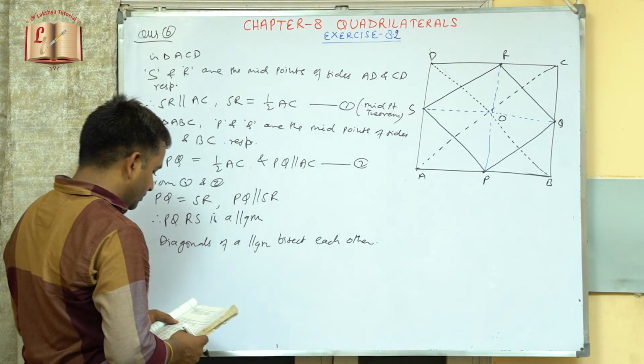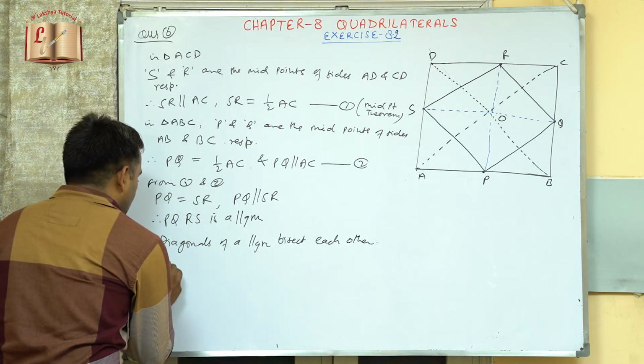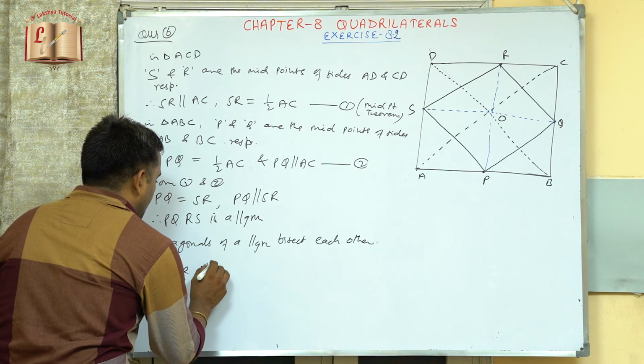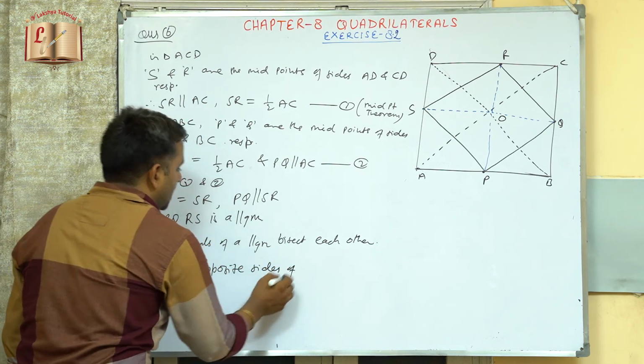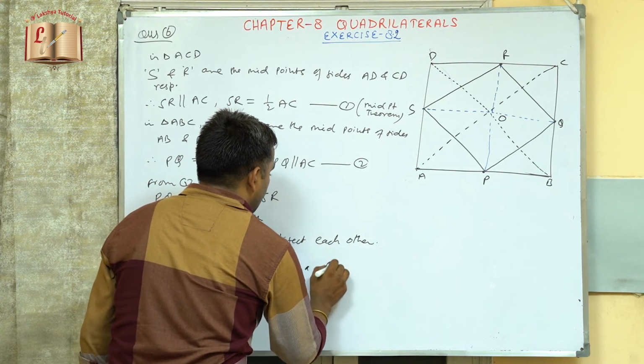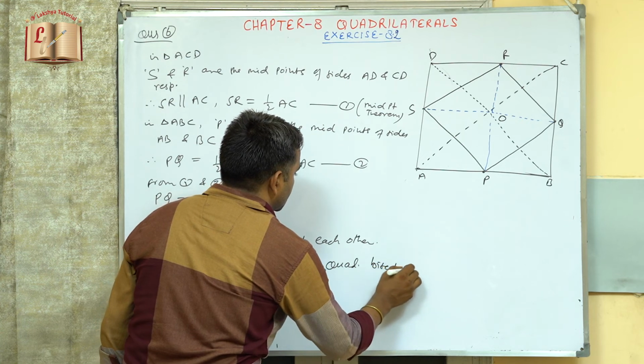Therefore, the line segments joining the midpoints of the opposite sides of the quadrilateral bisect each other. Therefore, the opposite sides of our quadrilateral bisect each other.